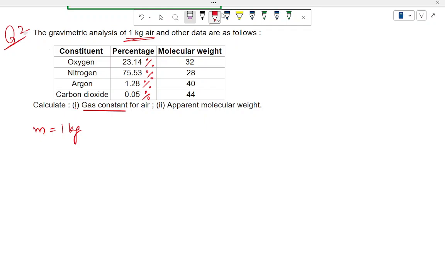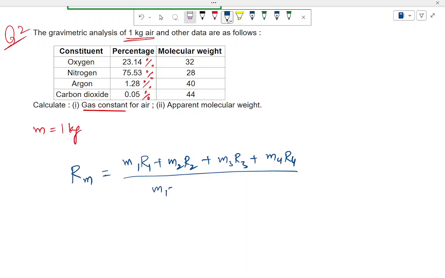So the gas constant of air formula we already know, the R of mixture. Air is a mixture here. So this one will have this sort of formula here: M1 R1 plus M2 R2 plus M3 R3 plus M4 R4 by M1 plus M2 plus M3 plus M4. This is how you should take that formula, because there are 4 things. I have written this for 4 things. Okay. So there are 4 constituents, so you will write it for 4 constituents.